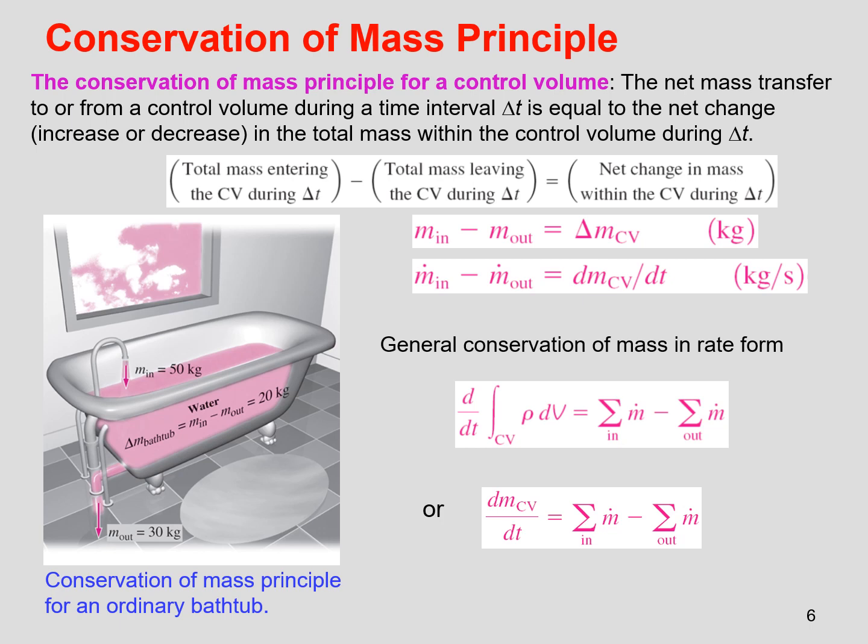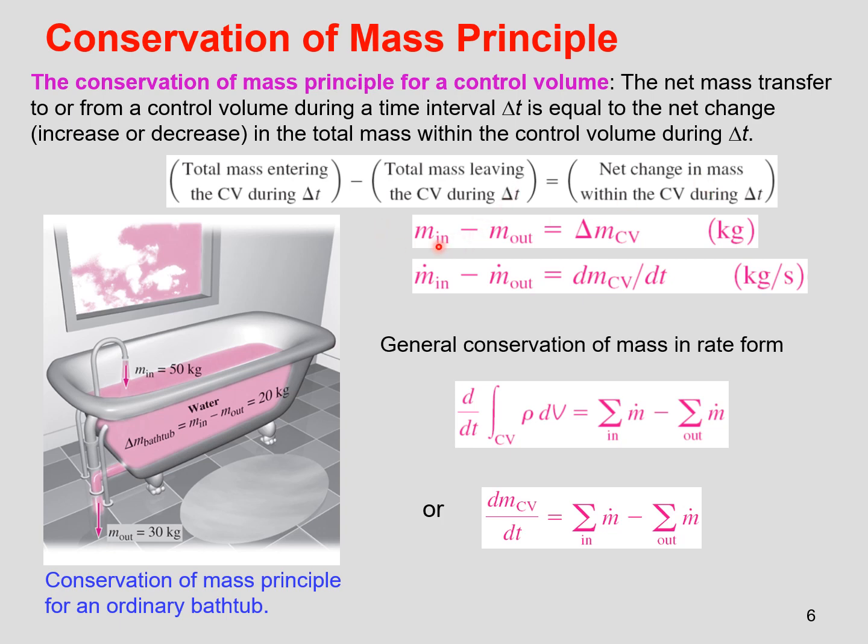So, conservation of mass. When we deal with conservation of mass for a control volume, we're looking at the total mass entering the control volume during a certain period of time, minus the total mass leaving the control volume during that period of time. That's going to equal the net change within the control volume.